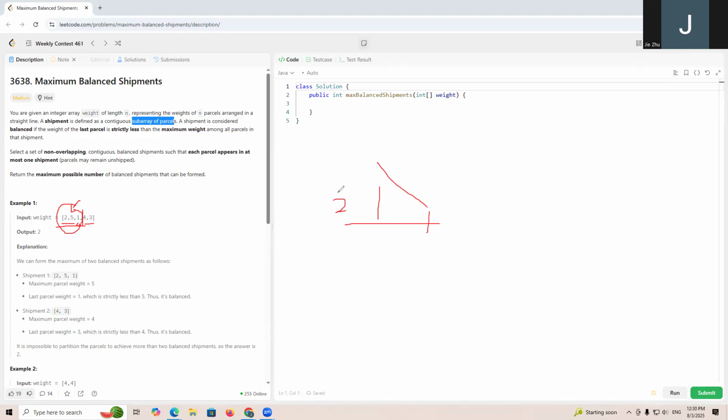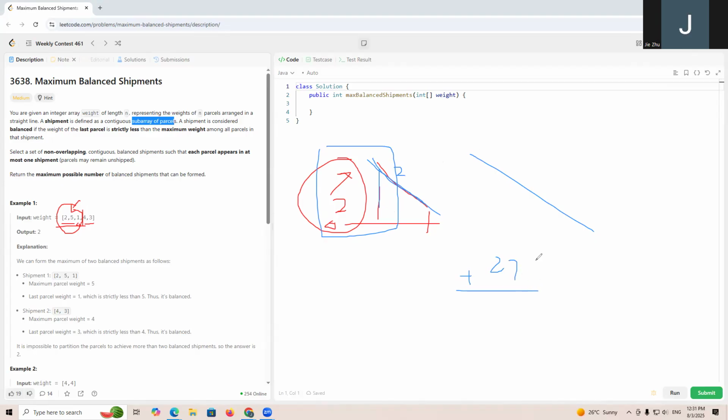If there is any increasing part, that means we can merge it into the next decreasing array, right? And for this decreasing array, what is the size? If it has two, that means we get one shipment. So if we see those decreasing parts, we divide the size by two, and that's what we add to our result.